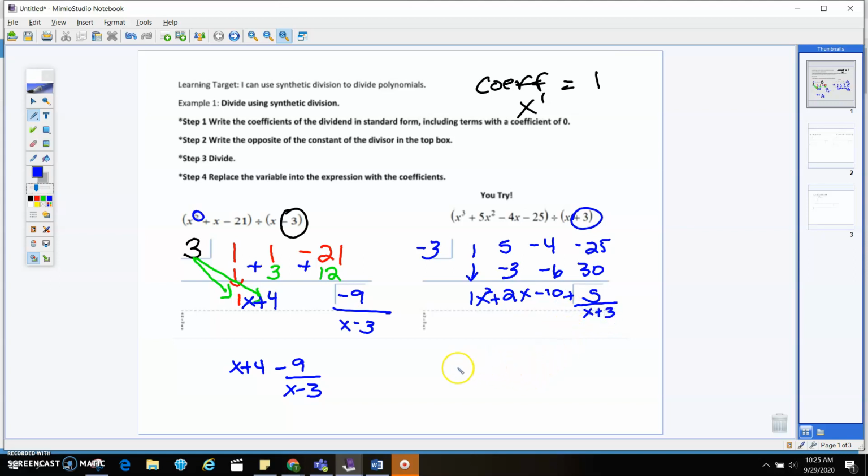Again, how we're going to write out our final answer is x squared plus 2x minus 10 plus 5 over x plus 3. Now, if we wanted to check our work and make sure that we did it right, we would take this entire thing and multiply by x plus 3. That would give us what's over here.